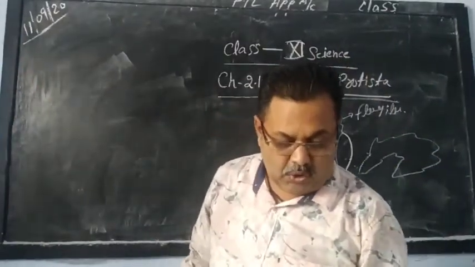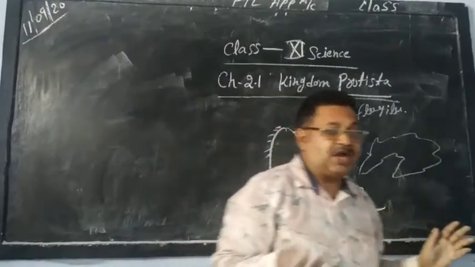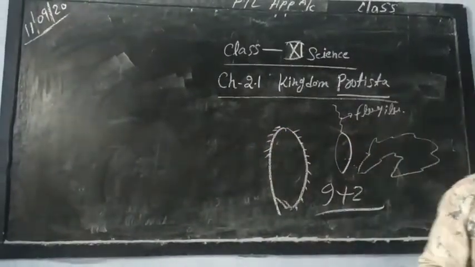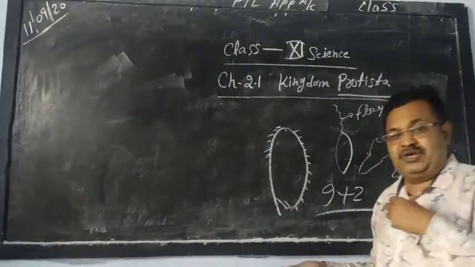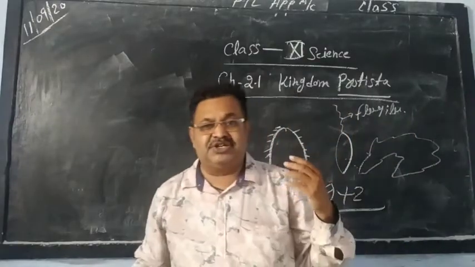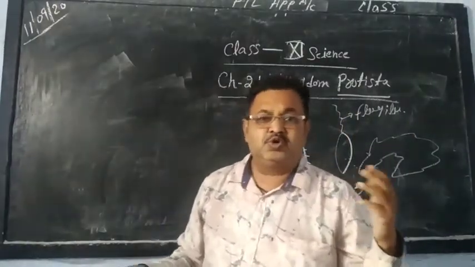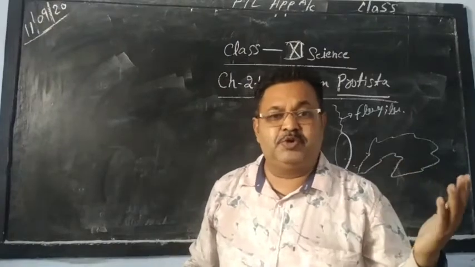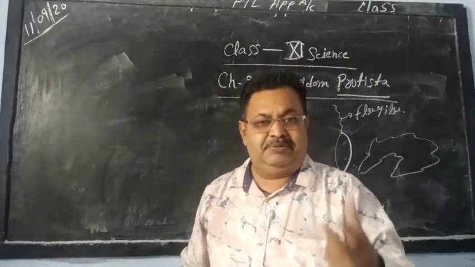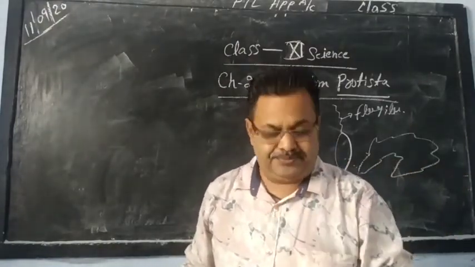Next one is holozoic. Holozoic type of mode of nutrition is one in which they engulf the food material and a proper alimentary canal is present. So this type of mode of nutrition is known as holozoic. It means they engulf the food.